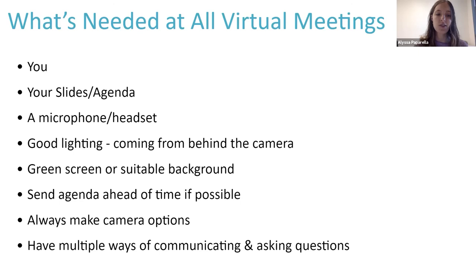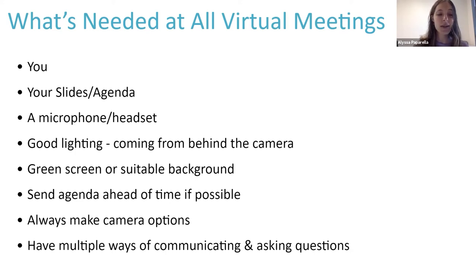You also want to make sure that there's good lighting. So this wants to be coming from behind the camera so the person can be illuminated and there's not casting a dark shadow and people are able to make out the person who's talking. You also want to have a green screen or suitable background. You don't want too much going on in the background that may be distracting for your audience members. So I chose an office room that was a white background because it was pretty basic.